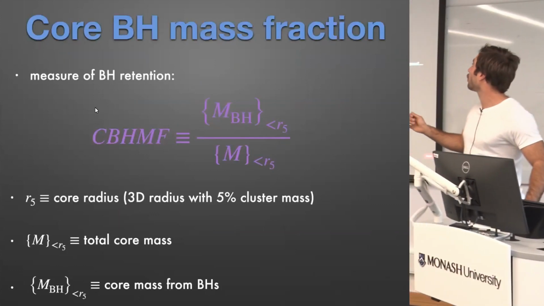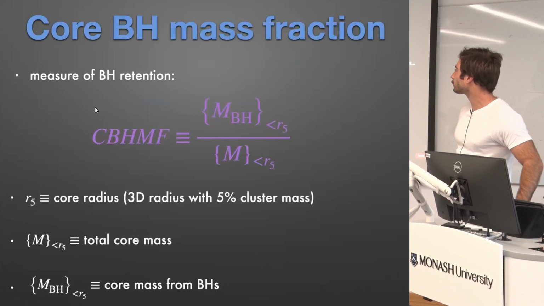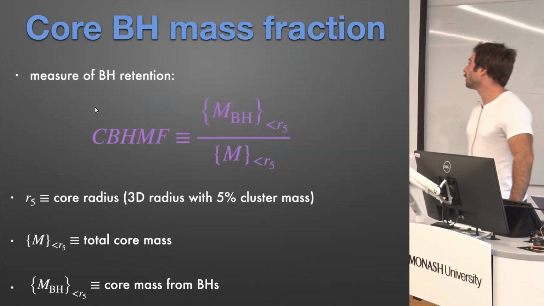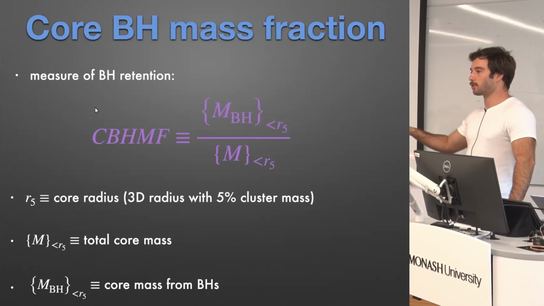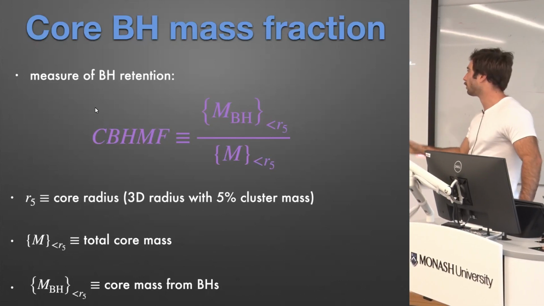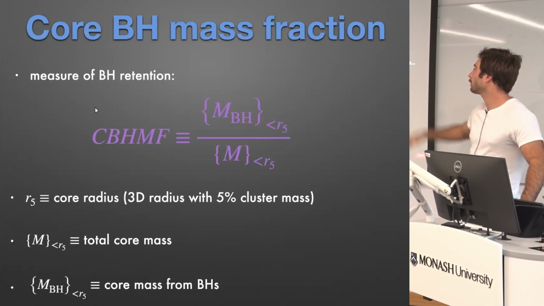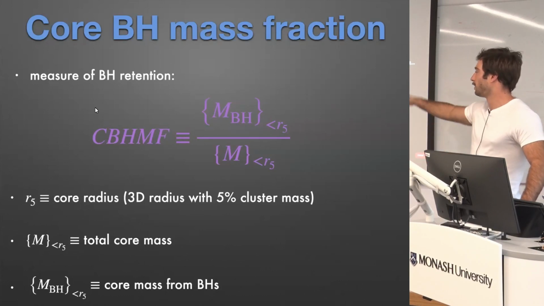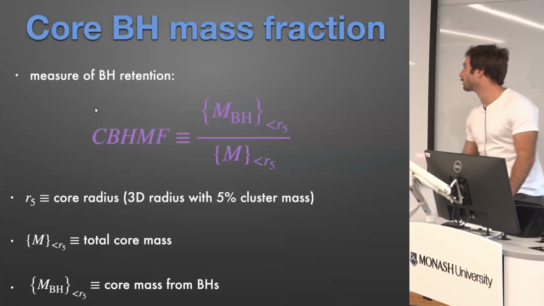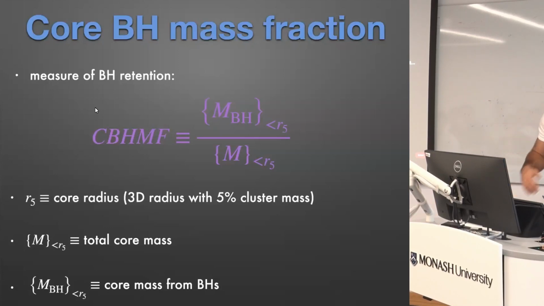What you can do is define the so-called core black hole mass fraction. The name is pretty self-explanatory. It's just the ratio of mass in the core due to black holes compared to the total mass of the core. So M_BH is the core mass due to black holes, and then big M is just the total core mass. In this case, we're defining core radius to be the three-dimensional radius containing 5% of the cluster mass.